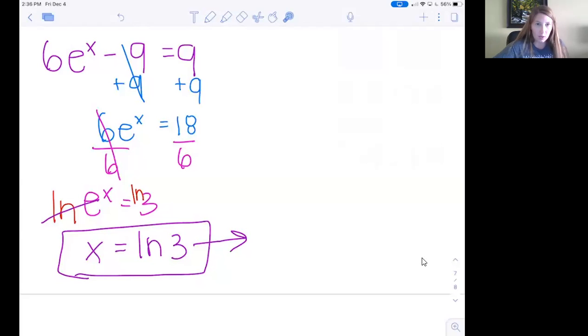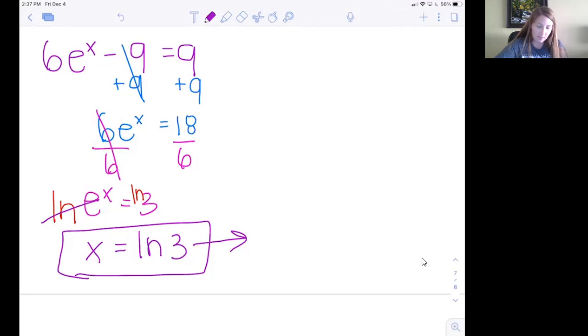Okay, so we started with this 6 e to the x minus 9 equals 9, this stuff in purple. And when I'm dealing with e, I want to get e by itself. That's going to be my first step. So I just added the 9 over. So I was left with 6 e to the x equals 18. And then I needed to get rid of this 6 right here. So I divide by 6 and I divide by 6. So then I was left with e to the x.